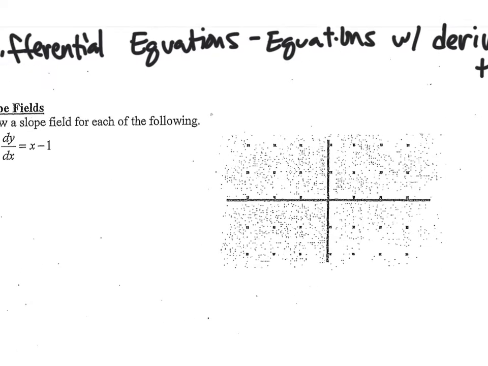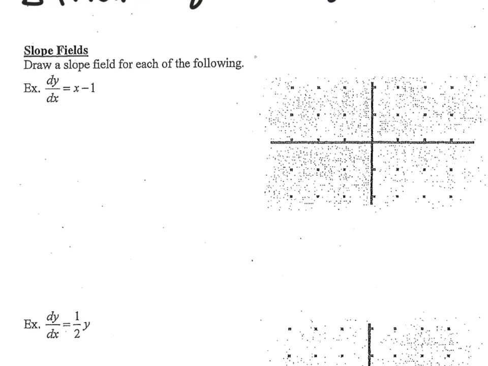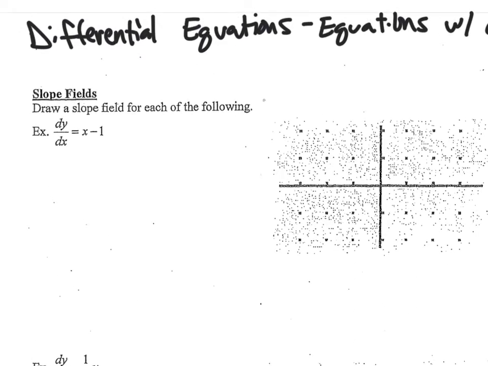What we're going to do is draw this thing called a slope field. A slope field is a way for us to visualize what the derived function looked like. So we have this differential equation, and we can use it to help us visualize what the original equation looked like.